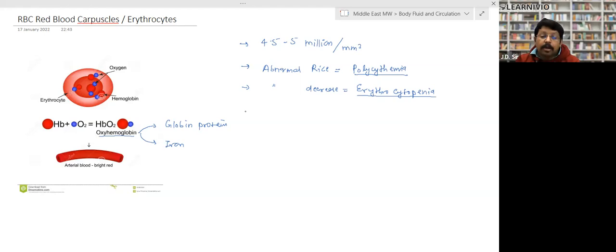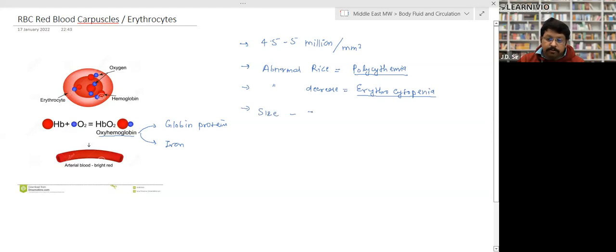Next one, very important point. This is a common point, but I have been asked about it a number of times. Mature human RBC are non-nucleated. They do not have a nucleus. Non-nucleated, that is, they do not have a nucleus, and biconcave in shape.